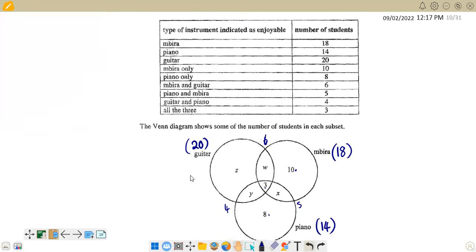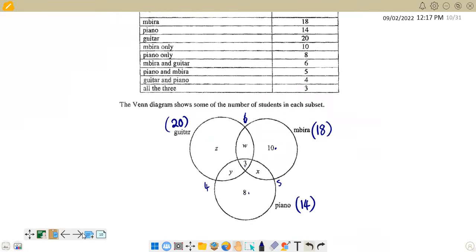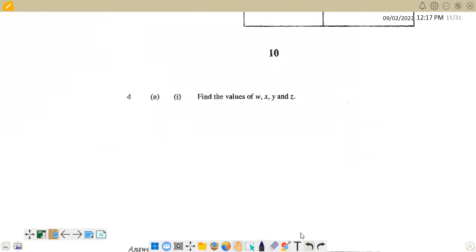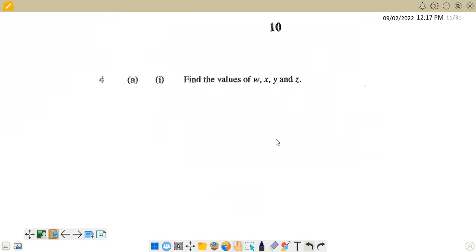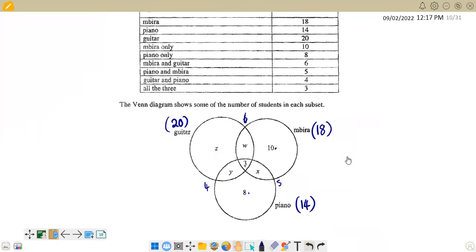Now let us see the questions. All right, so the question is on the next page. Okay, so let's see our next page here. We are asked to calculate the values of w, x, y, and z. Okay, so what are the values of w, x, y, and z? So let's get back to our diagram and calculate these values. Okay, so we need all these values, w, x, y, z. All right, so what are we going to do, guys?